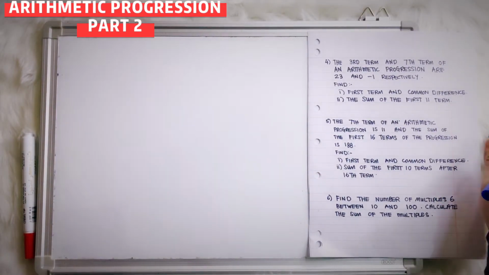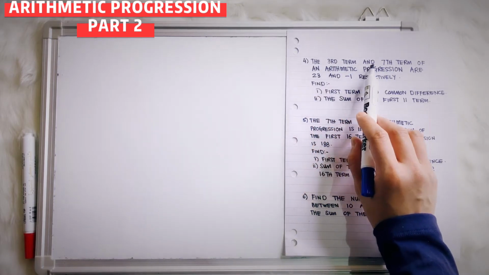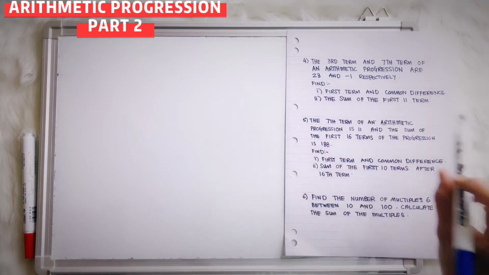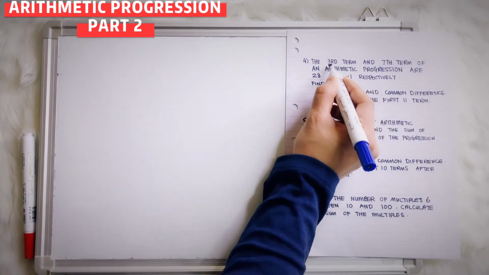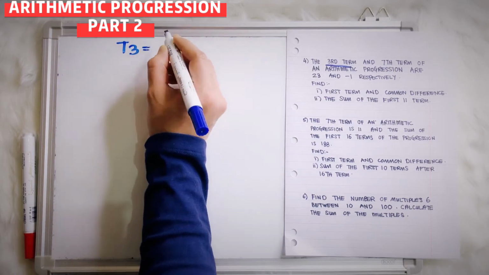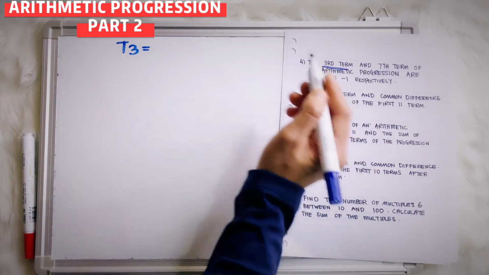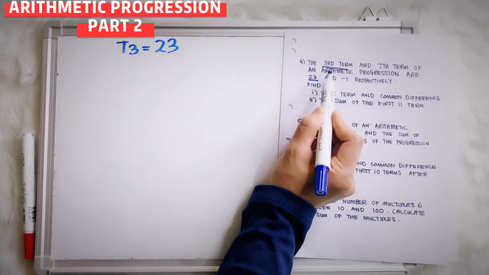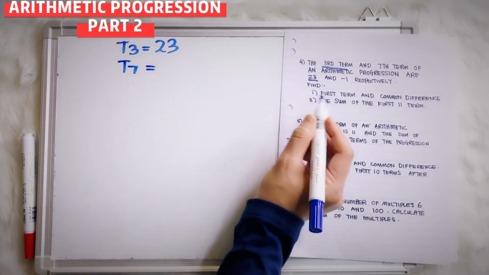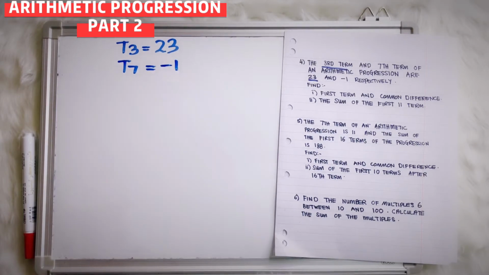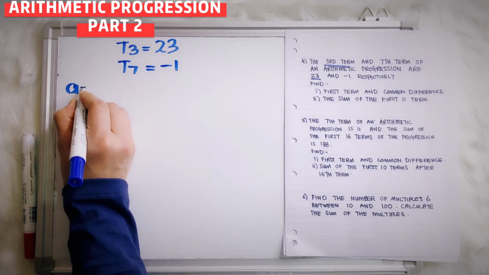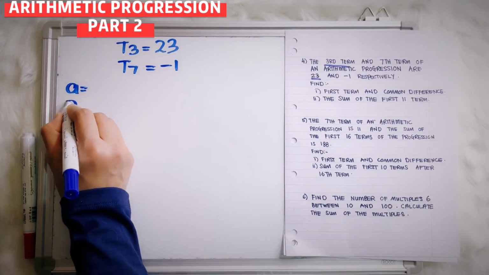Okay, the third term and the seventh term of an arithmetic progression are 23 and -1. So we have to put T3 equals 23, because third term, and T7 equals -1. Now the question asks you to find what is your A and what is your D.